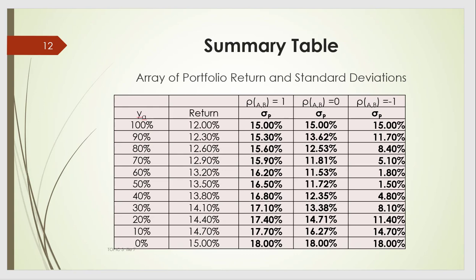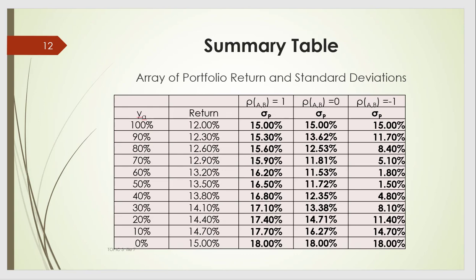But if I go to 70% in A, the return goes from 13.20 to 12.90. So if I go in the direction towards 100% in A, I'm going to consistently get more risk and lower return. Bad thing. I don't want more risk and lower return. If I go in the other direction from 60% in A to 0 in A, then I'm going to go from 13.20 to 13.5 to 15.